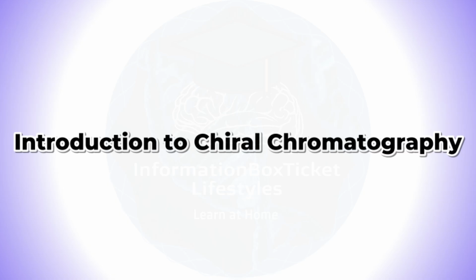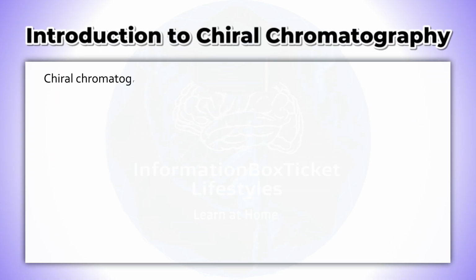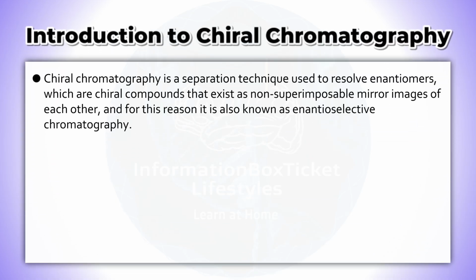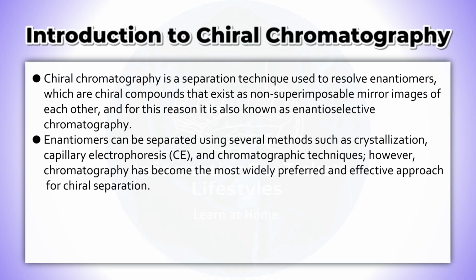Introduction to Chiral Chromatography. Chiral chromatography is a separation technique used to resolve enantiomers, which are chiral compounds that exist as non-superimposable mirror images of each other, and for this reason it is also known as enantioselective chromatography. Enantiomers can be separated using several methods, such as crystallization, capillary electrophoresis (CE), and chromatographic techniques. However, chromatography has become the most widely preferred and effective approach for chiral separation.